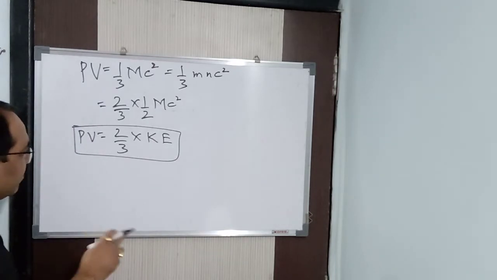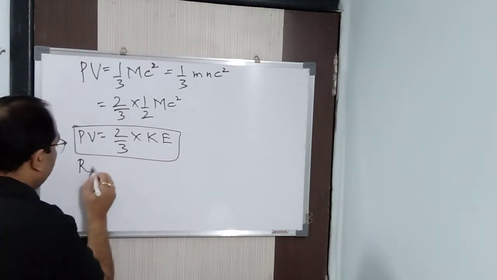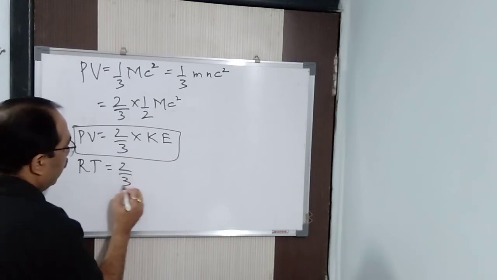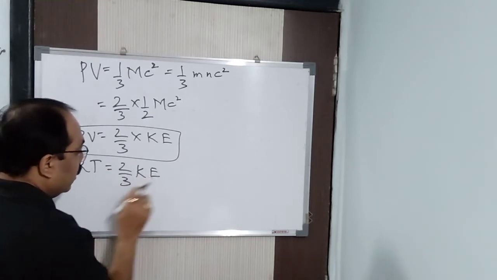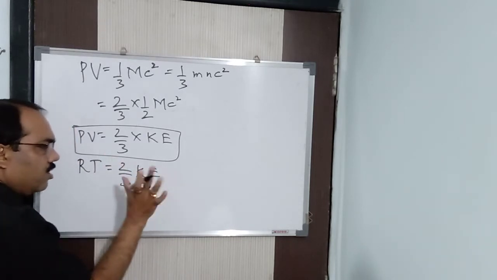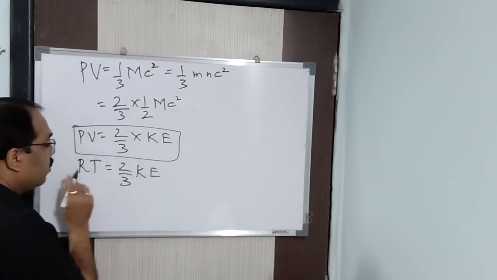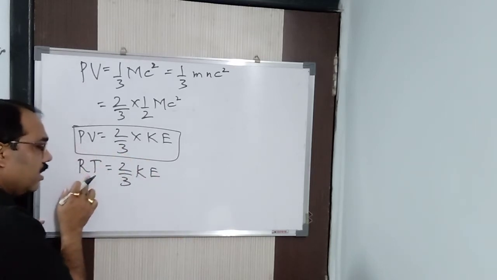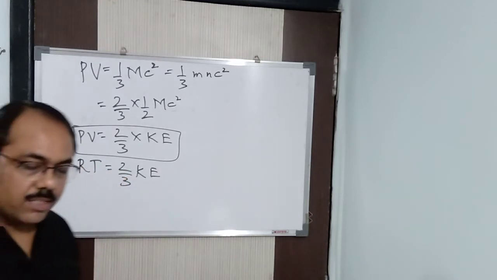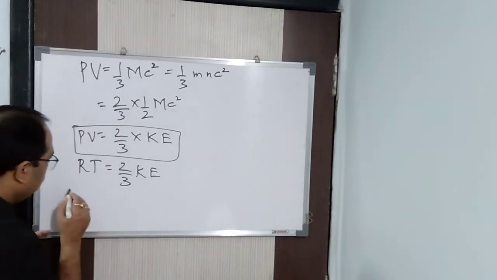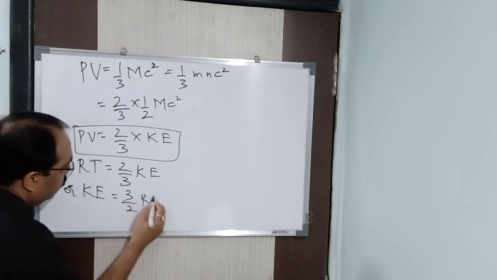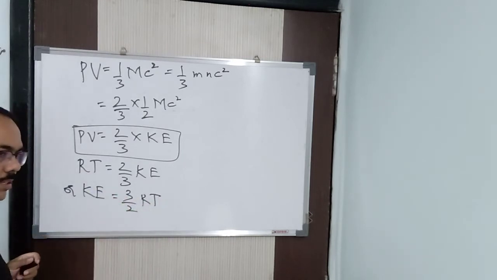Now we have seen that for 1 mole of the gas, PV is equal to RT. For 1 mole, the ideal gas equation is PV is equal to nRT, but when n is 1, PV is equal to RT. So instead of PV, I can write RT. So RT is equal to 2 by 3 KE. Clear? Or KE is equal to 3 by 2 RT. This is the kinetic energy.